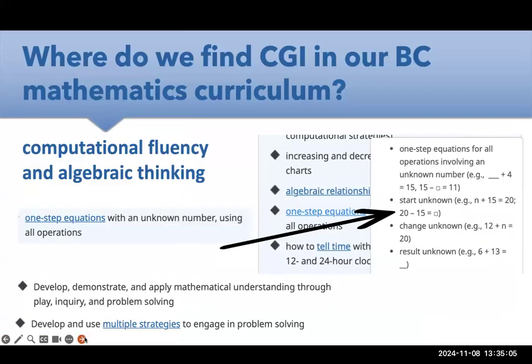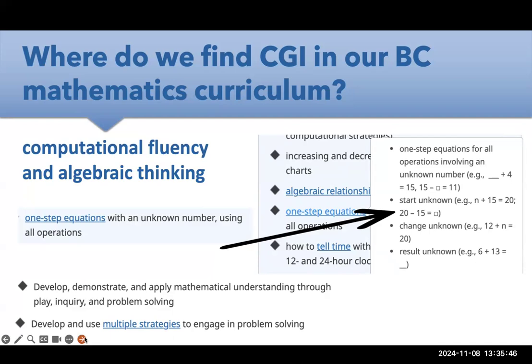So where do we find CGI in our BC Mathematics curriculum? It comes in many different places. It comes in the big ideas, in the competencies, in the content. We think about the connection between CGI and algebraic thinking and different types of equation types and structures. And you can see here where the arrow is pointing to, I think this is grade 4, one-step equations for all operations. And in our curriculum and the elaborations, it actually uses the language of CGI, start unknown, result unknown, change unknown, the different types of structures for addition, subtraction, multiplication, and division.